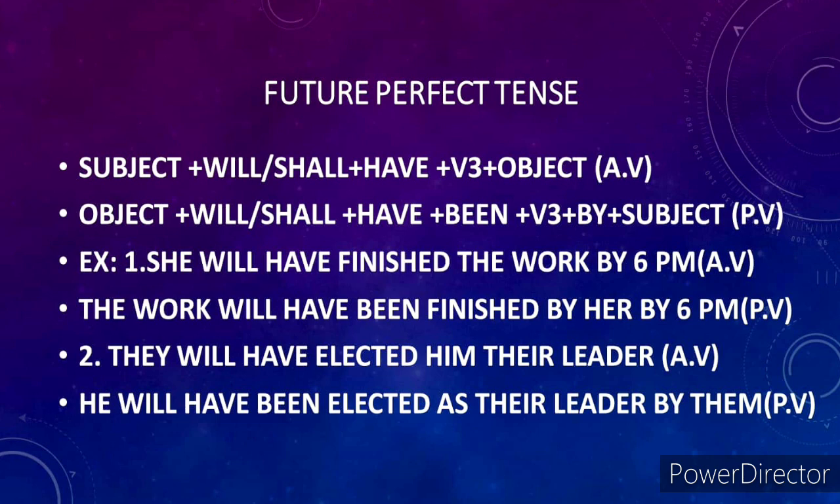Next example, they will have elected him their leader. It's an active voice. Here they is the subject, will have plus V3, elected is V3, plus him is the object. Him will become the subject. He will have been elected as their leader by them. It's a passive voice. Him will become he. He will have plus been plus elected. Elected is the V3 form. As their leader. By them. There is no change in by them. By is the preposition. They will become them, the pronoun form. It's a passive voice. He will have been elected as their leader by them. It's a passive voice.